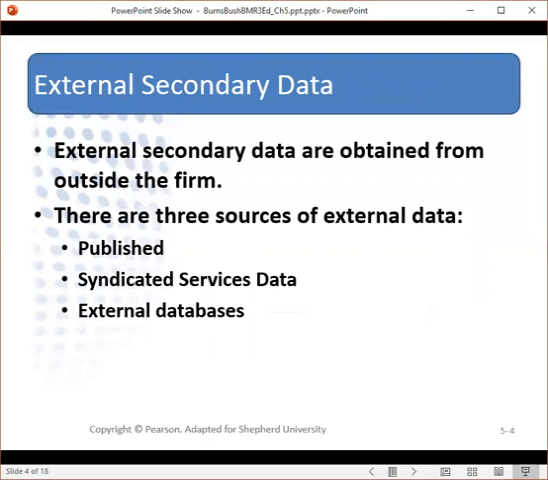So we also have another type of secondary data, external data sources, and those are data that we get from outside of the firm. So we can have three primary sources: published, syndicated, and external databases.